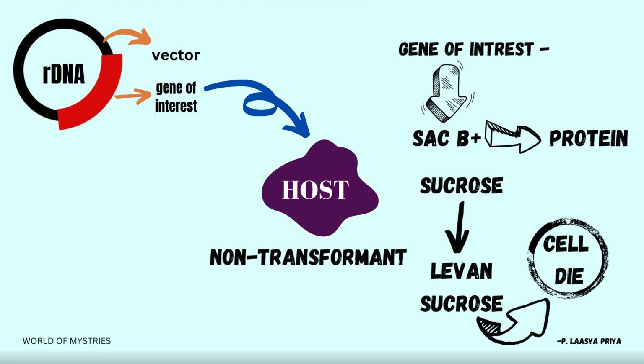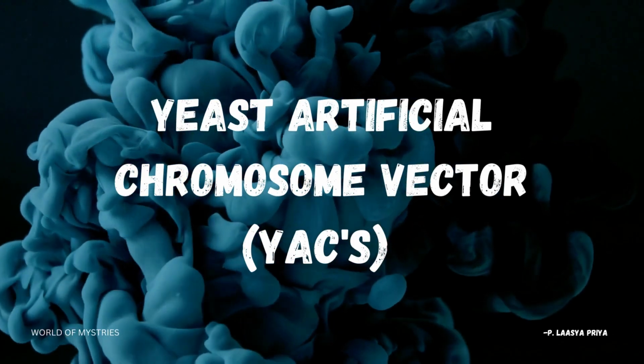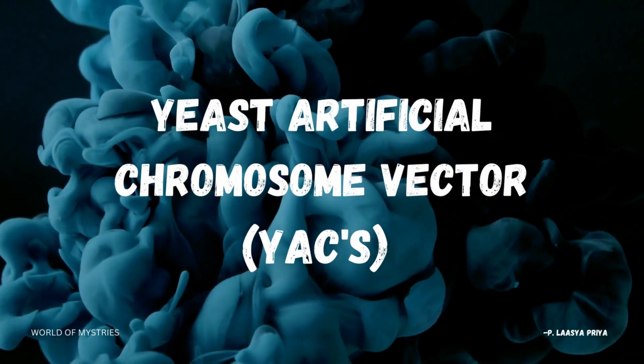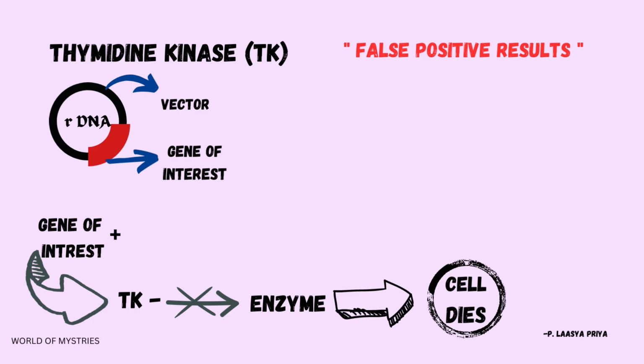The second artificial chromosomal vector we are going to discuss is yeast artificial chromosomal vectors. Here we will see thymidine kinase. This is also called the false positive result method. In the same way as we did in BAC, the gene of interest is transformed into the host cell with the help of a vector.